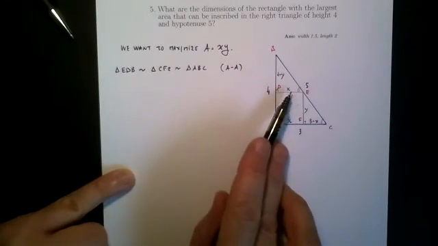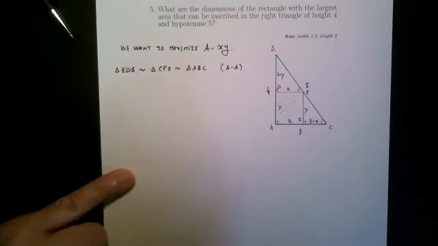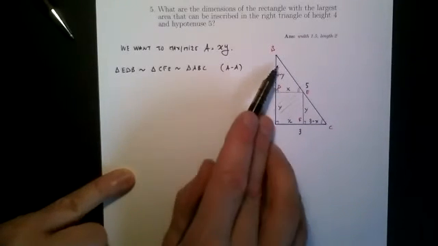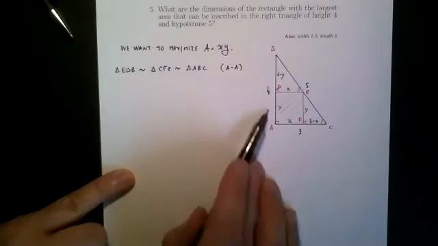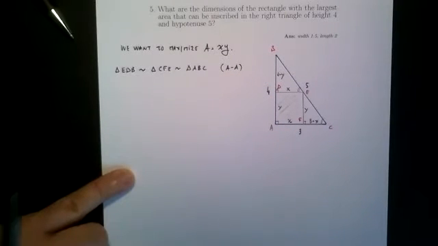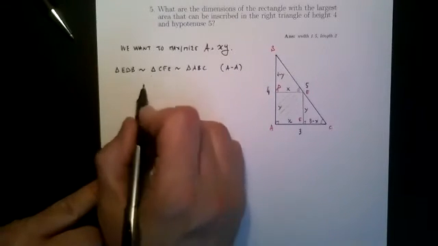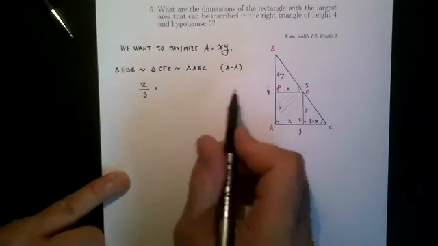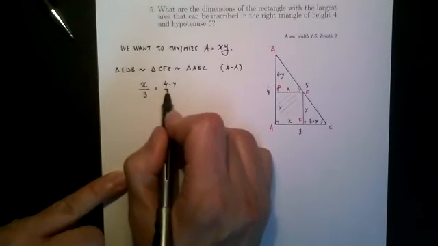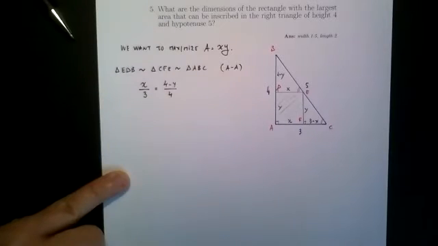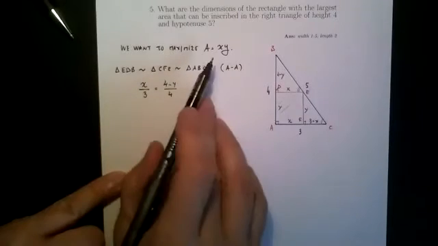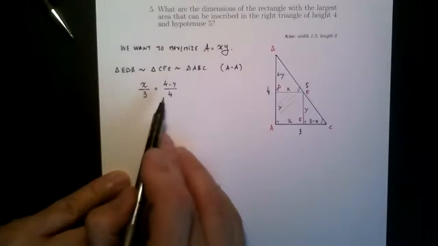So this means that the sides are proportional. In other words, if I do X over 3, it's the same thing as 4 minus Y over 4. Good? X over 3 equals 4 minus Y over 4. And that's it. That's going to be my relation. I'll be able to express everything here in terms of one variable now.